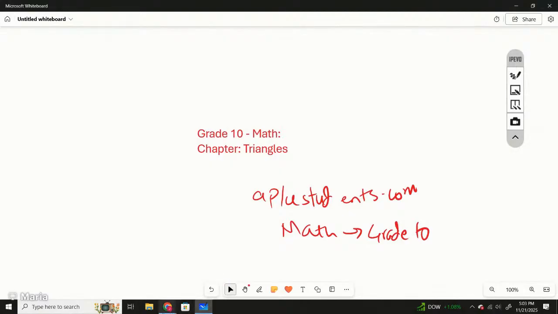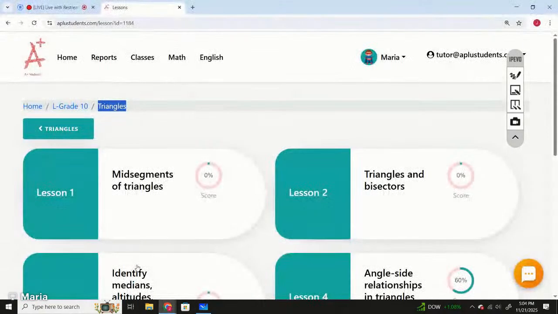So let's just start with the lesson here. I'm on grade 10 math. The chapter we're going to start with is triangles. So let's start with the lesson that is mid segments of the triangles.